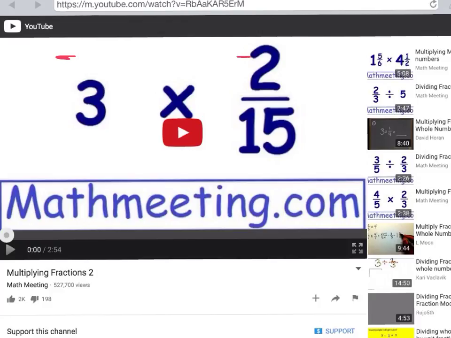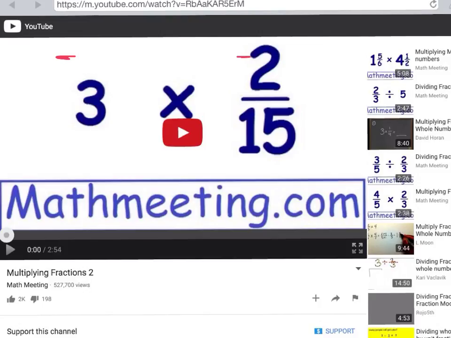And our answer can actually be reduced. The 6 and 15 have a common factor of 3. They both can be divided by 3 evenly. So I'm going to divide the 6 by 3. And whatever you do to the top, you have to do to the bottom. So I'll divide the 15 by 3. And we have a final answer of 6 divided by 3 in our numerator, which is just 2. And 15 divided by 3 in our denominator, which is just 5. So here we have a final answer of 2 over 5.